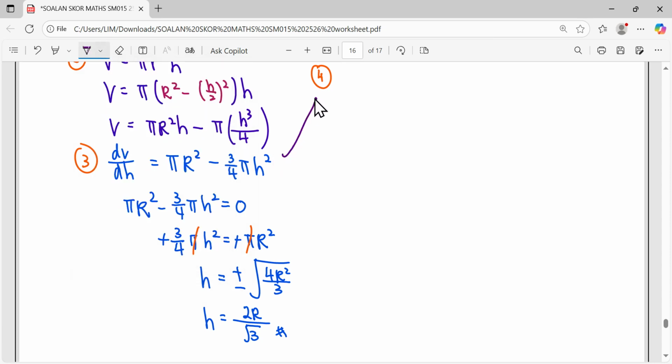We test it out. d²V/dh², differentiate again with respect to h. So this is constant, and when we differentiate a constant, we get 0. When we differentiate this, the power moves to the front, negative 3 over 2, then power minus 1. Then we substitute h here. Negative 3 over 2 pi, h is 2r over 3.